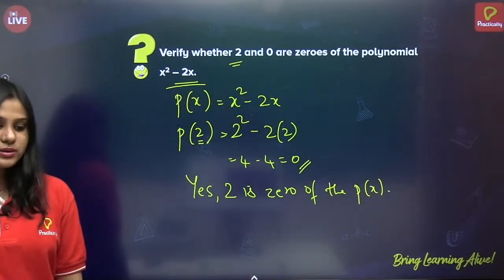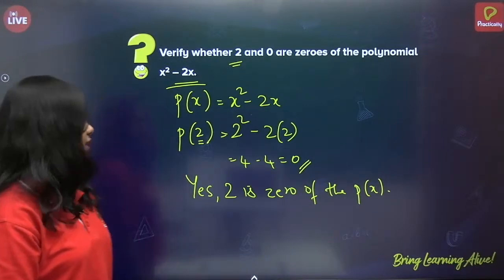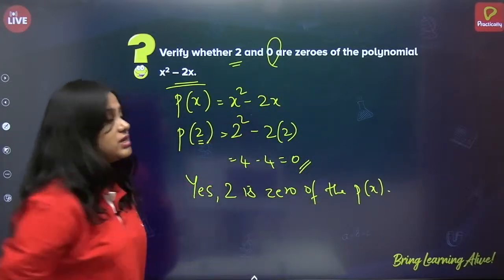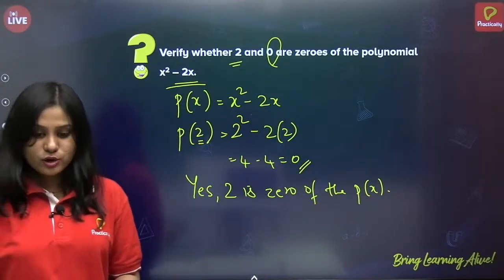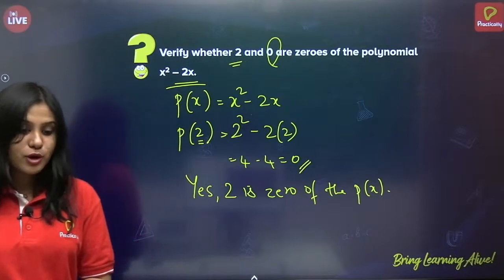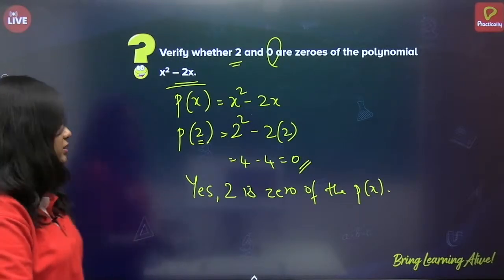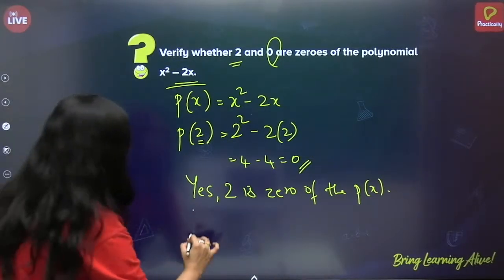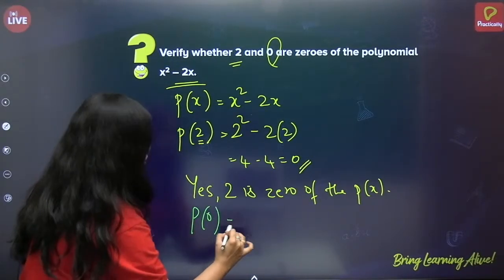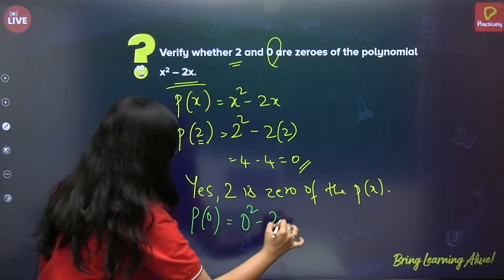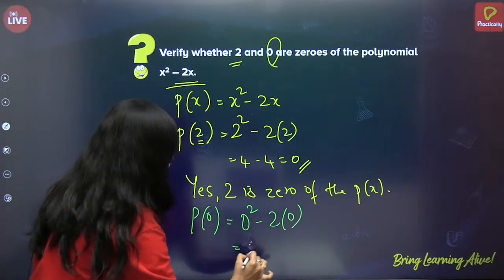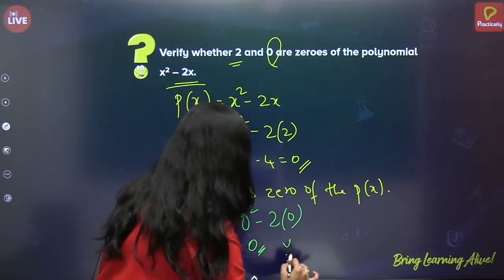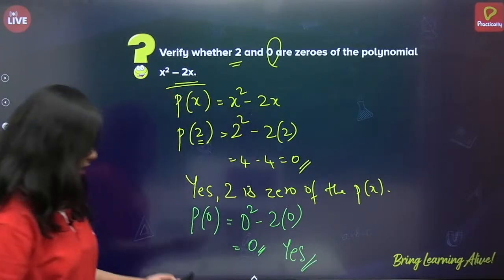Right? Very good. Very good. Now everyone substitute 0 and tell me if it is a 0 of the polynomial or not. 0 is also 0 of the polynomial. Oh, you're very quick. Okay, let us check. P of 0. So 0 square minus 2 of 0. 0 minus 0 is 0. So yes, 0 is also 0 of the given polynomial. Very good. Next.